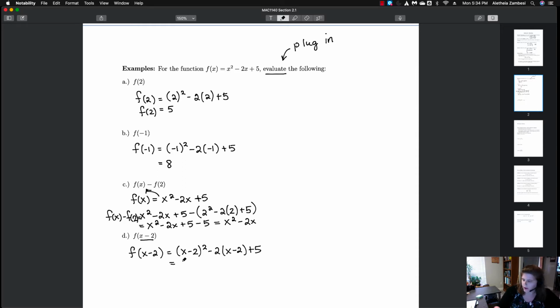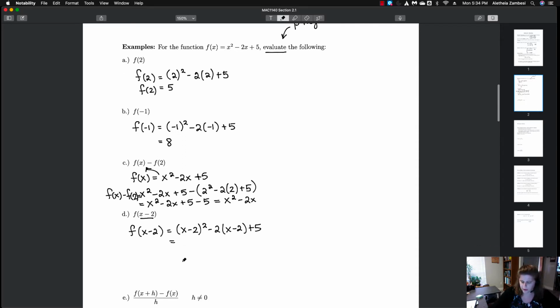Remember that if you have a parenthesis and we're squaring it, we're going to square the entire thing. So it's not x squared minus 4. You have x minus 2 times x minus 2. I can distribute this too. So minus 2x plus 4 plus 5.